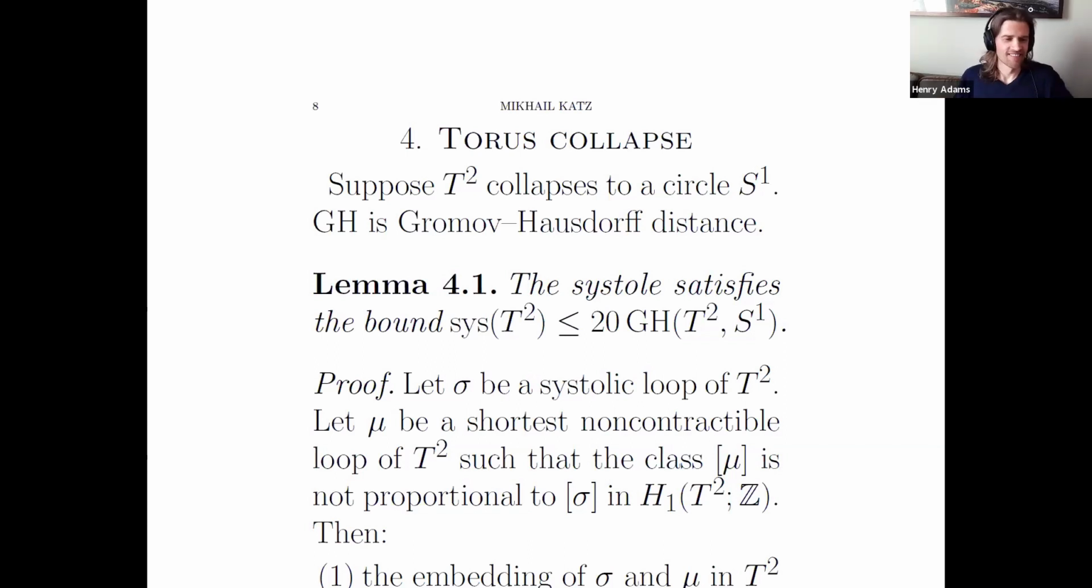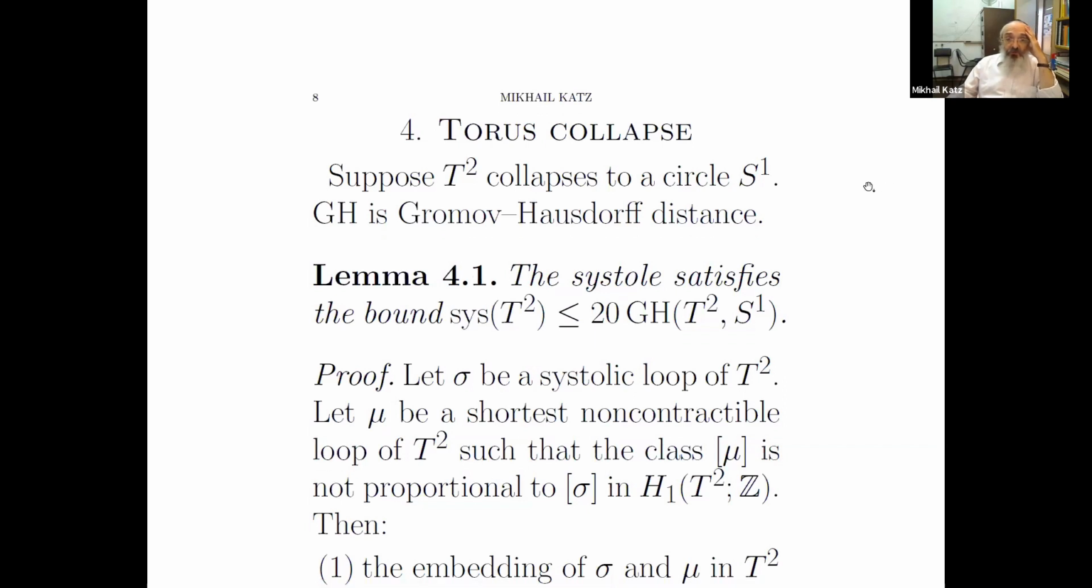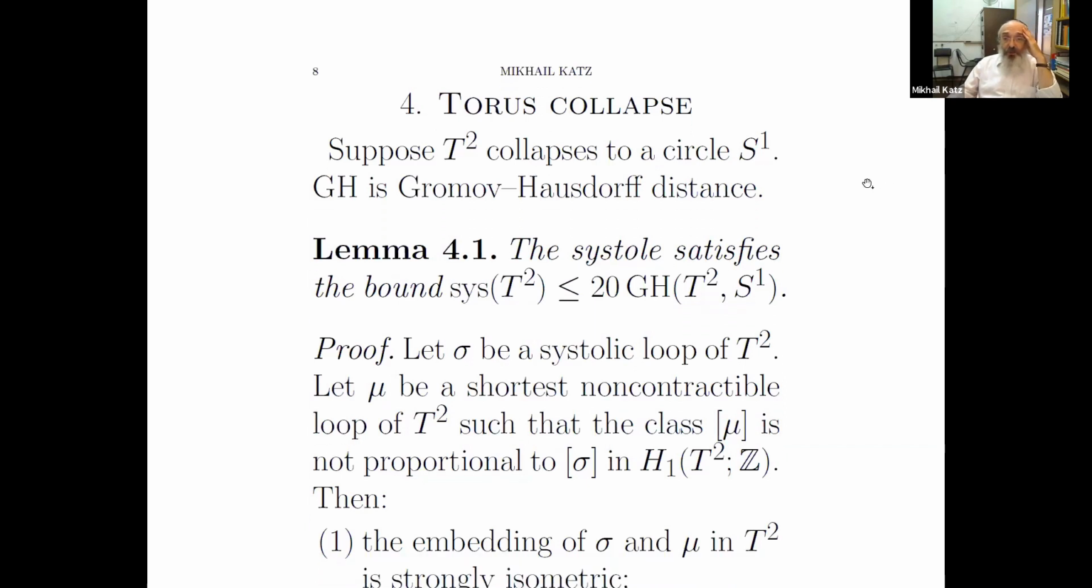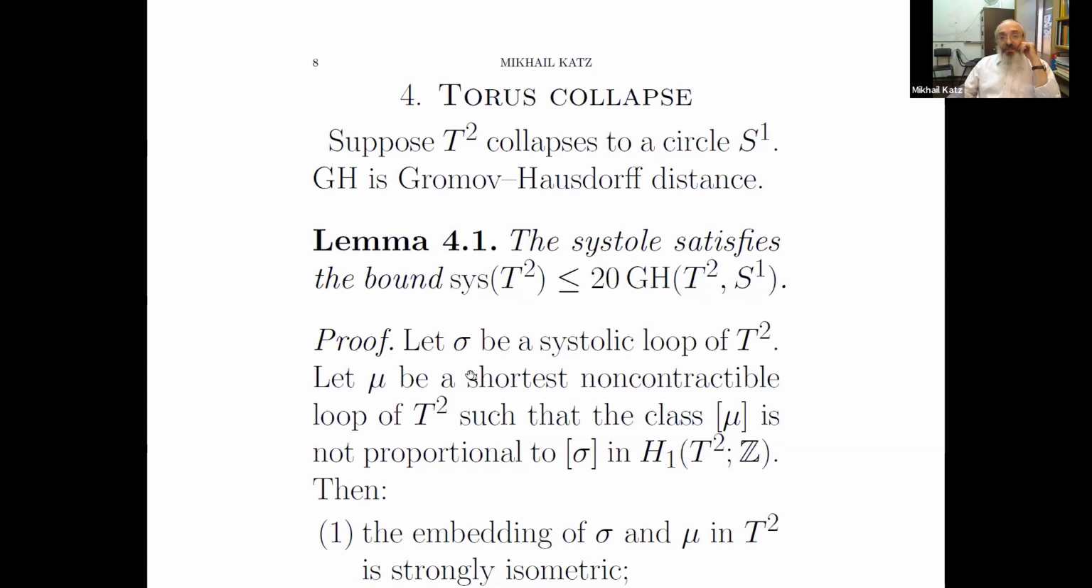Yeah. Thanks. Now suppose the torus collapses to a circle, which means that they both sit in the ambient space Z. The first estimate that we need is that the systole of the torus satisfies this bound: the systole is less than 20 times the Gromov-Hausdorff distance from T2 to S1. Let sigma denote a systolic loop of T. We want to show that the length of sigma is necessarily less than 20 times the Gromov-Hausdorff distance between the torus and the circle.